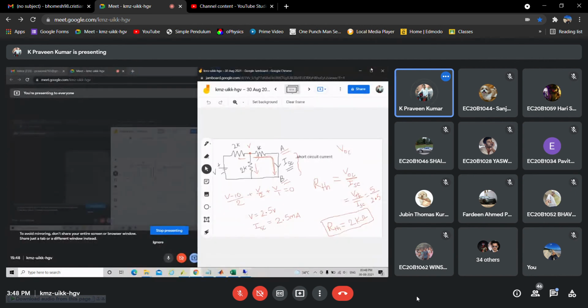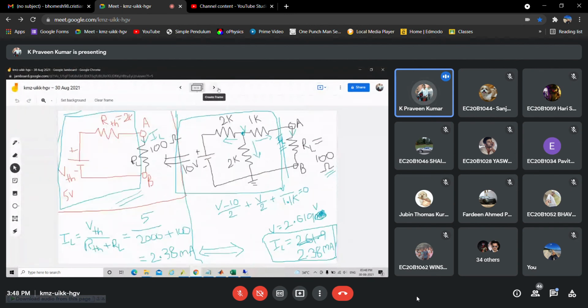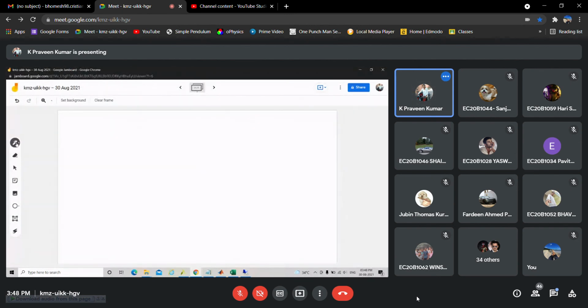Okay, fine. So for your practice, I will include one more branch. I think you have already solved this for your superposition theorem. So take the same circuit.